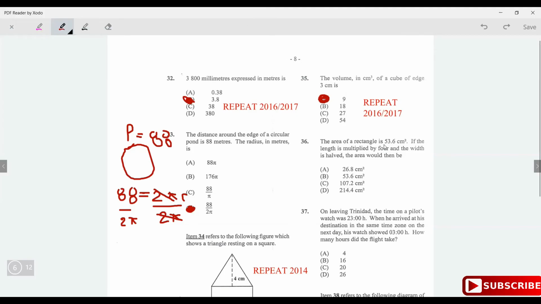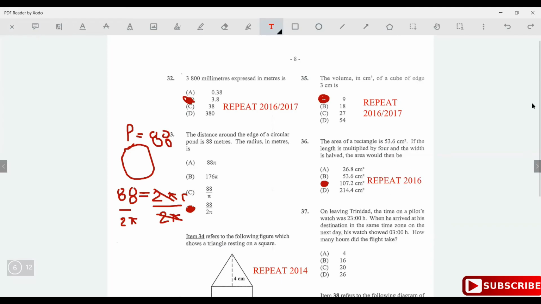The area of a rectangle is 53.6 centimeter cubed. Now this one is another repeat. I remember we got 107.2. This one was definitely a repeat of 2016. So you should watch that video to see how we did that.